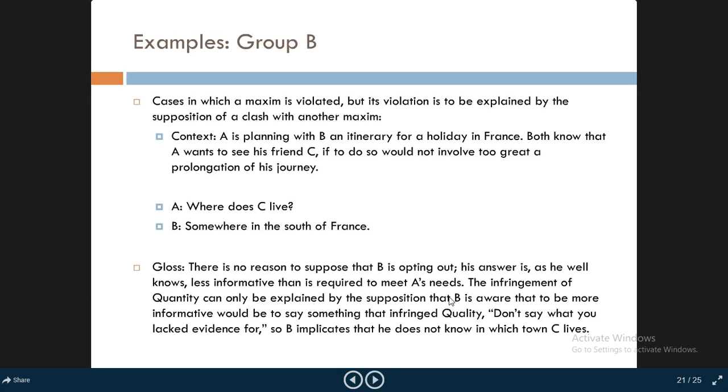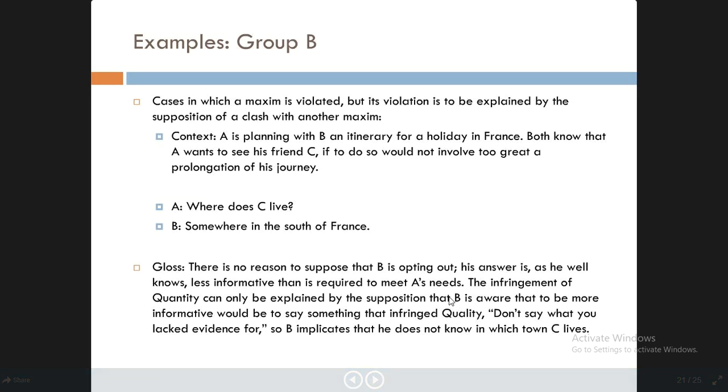Examples, Group B. Cases in which a maxim is violated, but the violation is to be explained by the supposition of a clash with another maxim. Context: A is planning with B an itinerary for a holiday in France. Both know that A wants to see his friend C, if to do so would not involve a prolongation of his journey. A: "Where does C live?" B: "Somewhere in the south of France."